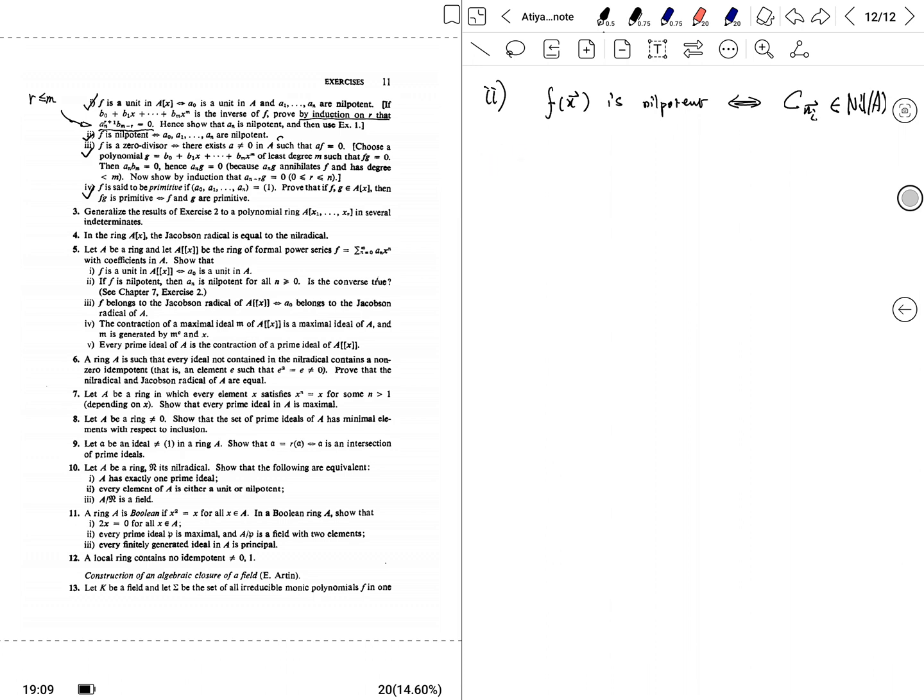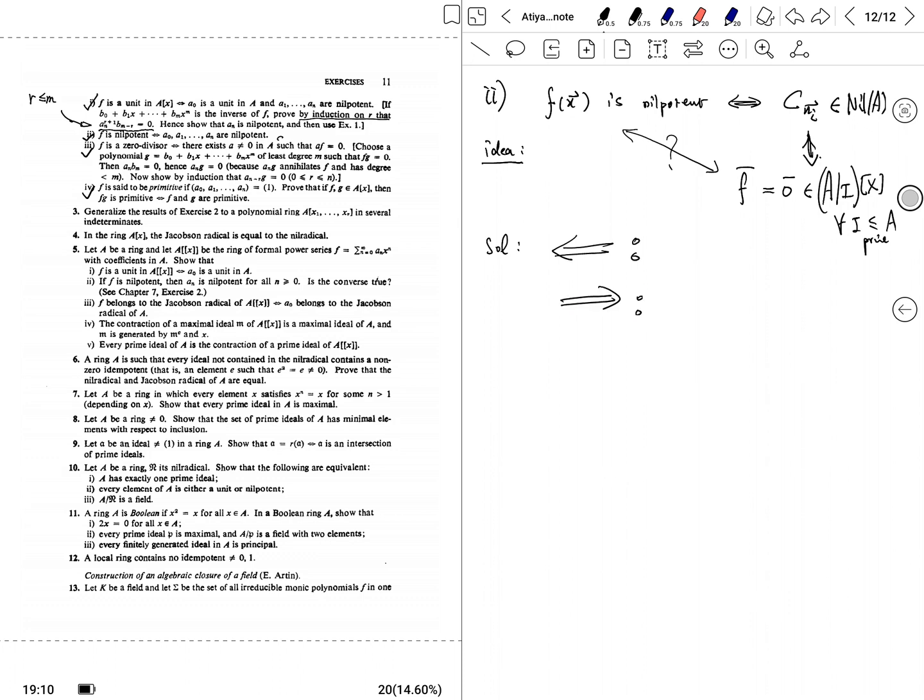The idea would be, again, this is complicated to write down by direct computation. So let's still use this abstract argument. So this is equivalent to say that f bar equals 0 for any prime I of A. Okay, so let's just describe this, it's much easier. So firstly, nothing to prove for that. If all coefficients are nilpotent, f is nilpotent. So what is left to prove is only this. So instead, we'll prove f nilpotent implies f bar equals 0.